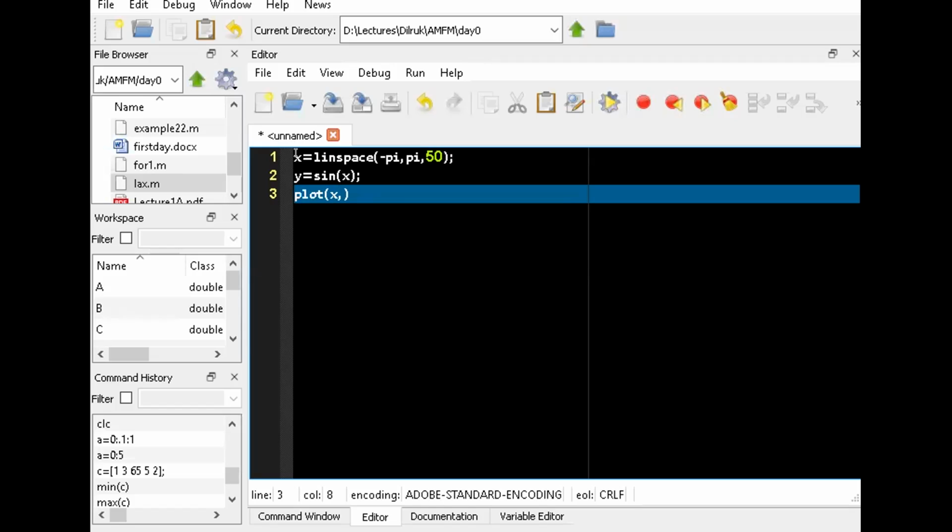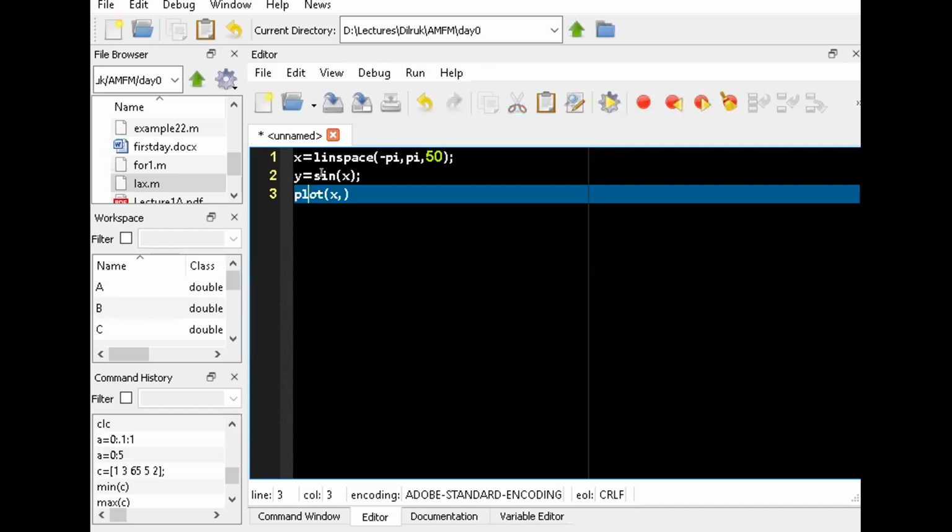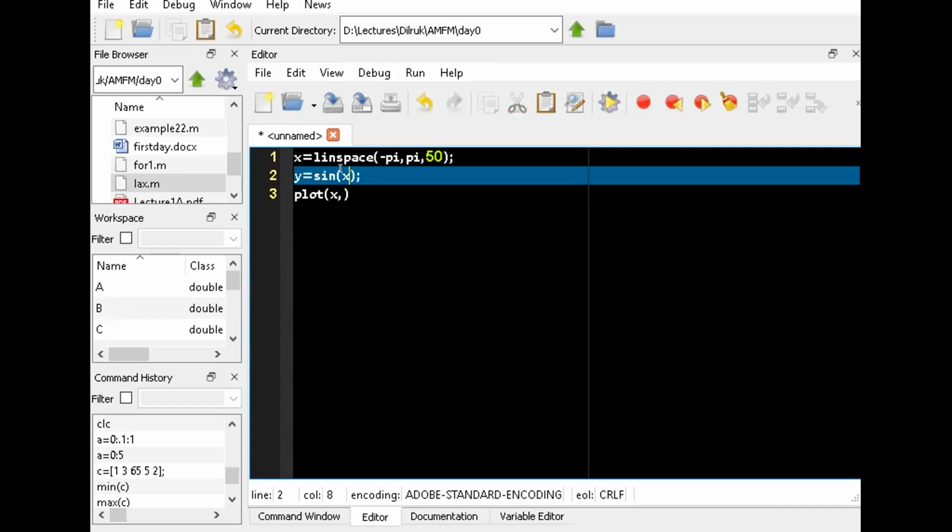This is a vector, right? This is a matrix. X is a matrix. It contains 50 elements. It has only one row and 50 columns. Yeah, 1 by 50. Let's check the size later. So this is a 1 by 50 matrix, and here this one is the matrix X.